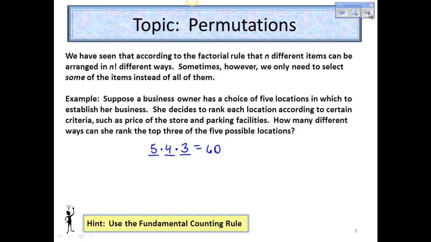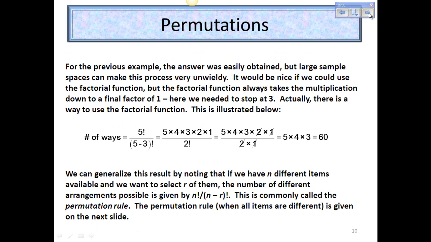That is a permutation because the order in which we chose them did matter, but we didn't have to use the permutation rule that we'll talk about in a moment. We could still use our fundamental counting principle. Now, for the previous example, the answer was easily obtained, but large sample spaces can make this process very unwieldy. It would be nice if we could use the factorial function, but the factorial function always takes the multiplication down to a final factor of 1. So here we need to stop at 3, which we did.